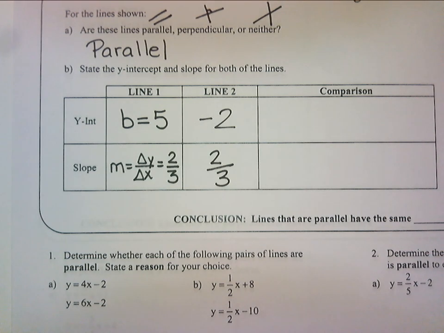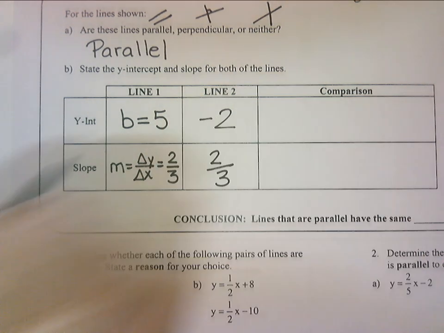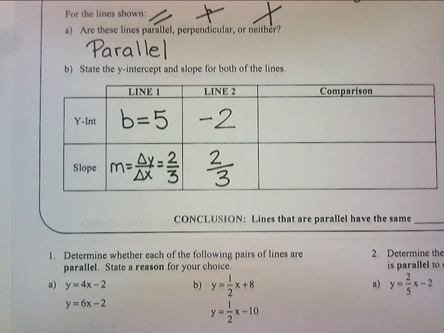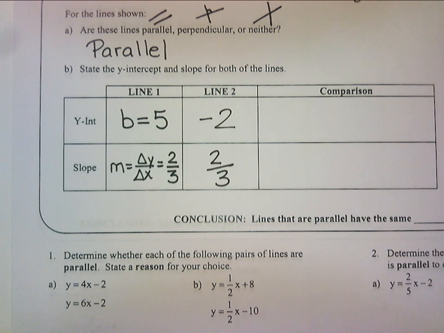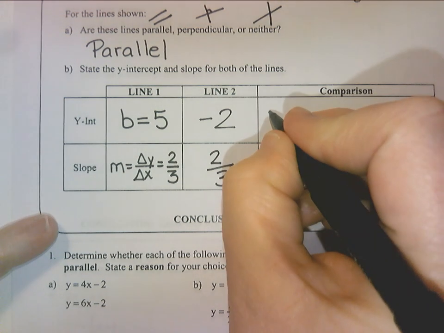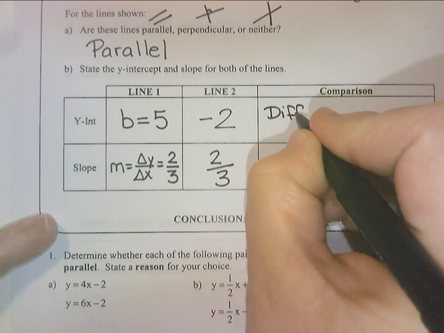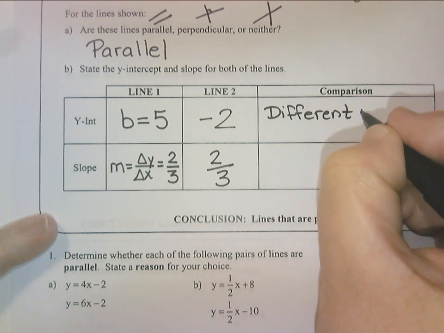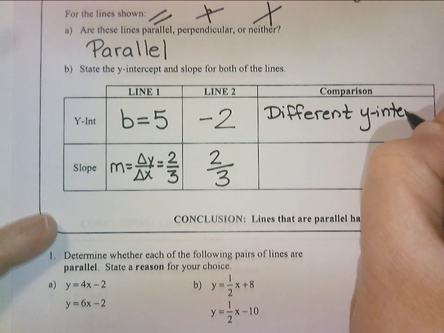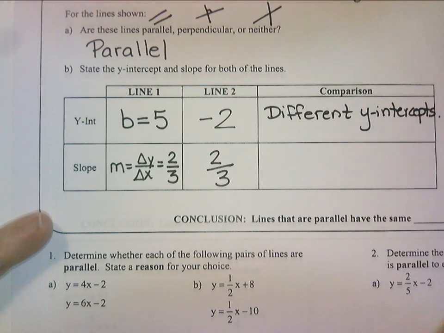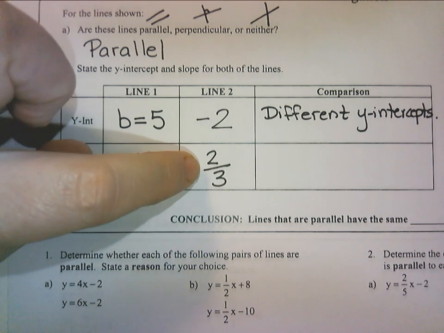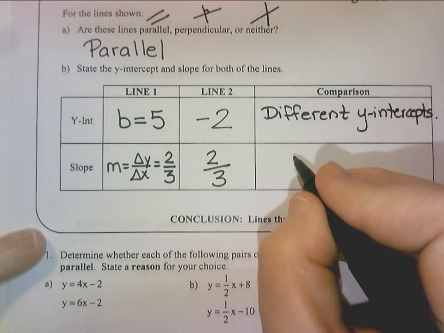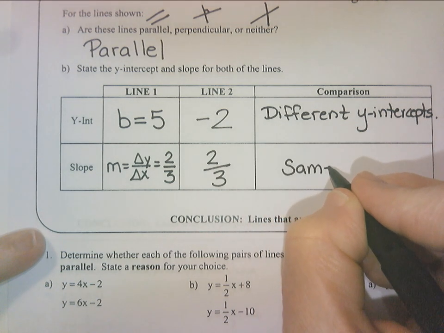So in the comparison section for the y-intercepts, did the two lines have the same y-intercept? No. Did they have the same y-intercept but just different signs? No. So they had different y-intercepts. What about the slopes? What did we notice about the slope? The slope of this line was 2/3, and the slope of that line was 2/3. So they actually have the same slope.